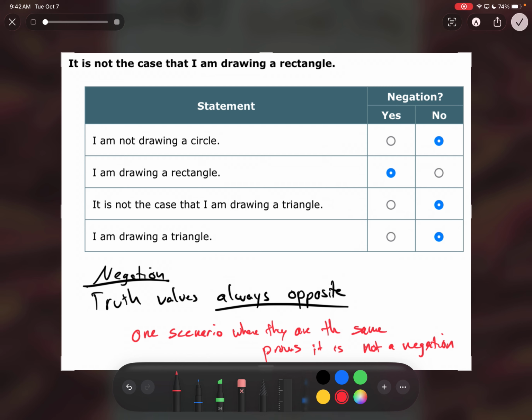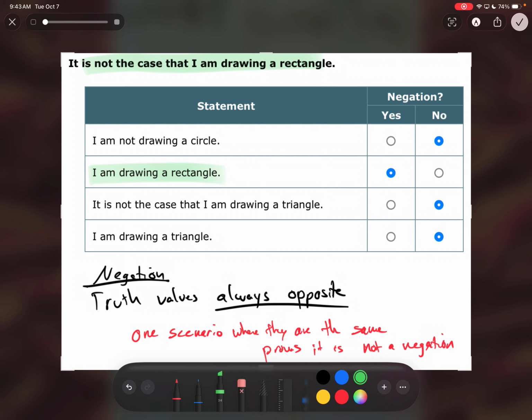So that would work. Every time this is true, those are the only two scenarios that can happen, right? If I am not drawing a rectangle and he is drawing a rectangle, then we are negations of each other. There's no scenario around that. Next: it is not the case that I am drawing a triangle. Well, just because I'm not drawing a triangle might mean I'm drawing a rectangle, or it might not. So there are a lot of different scenarios there that would prove that they are not negations.